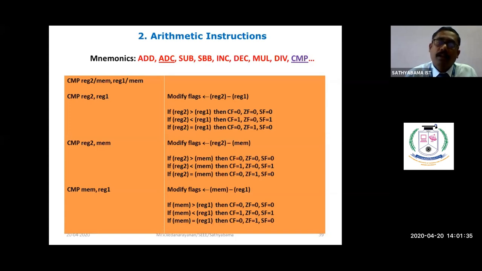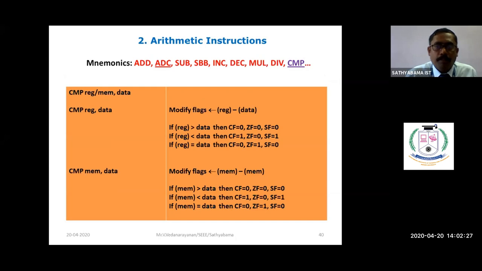I can also compare data available in a memory location with a register. In the second case, compare register 2 comma memory. If the register value is greater than the memory content, all three flags, carry, zero and sign, are reset. If the register value is less than the memory content, then the carry flag and sign flag are set to 1 and the zero flag is set to 0. If the two values are equal, the zero flag is set to 1 and the other two flags are 0. By checking the status of these flags, the processor decides whether the data is equivalent, lesser or greater. You can perform these operations between memory and register or register and memory.